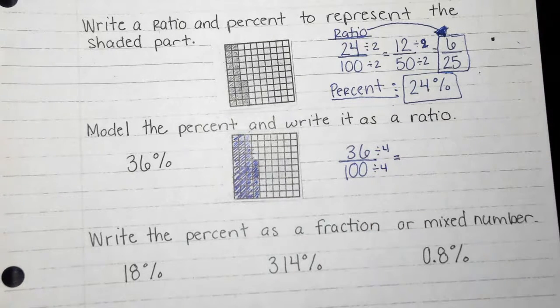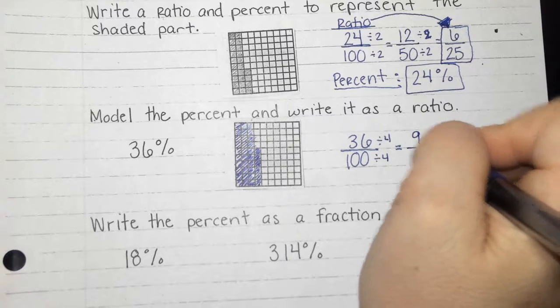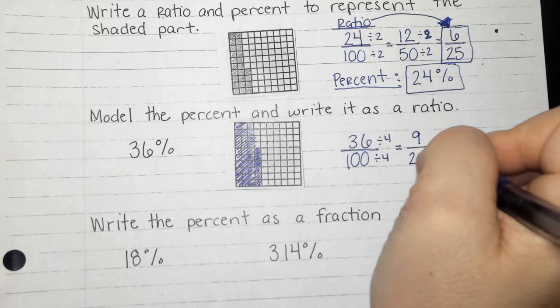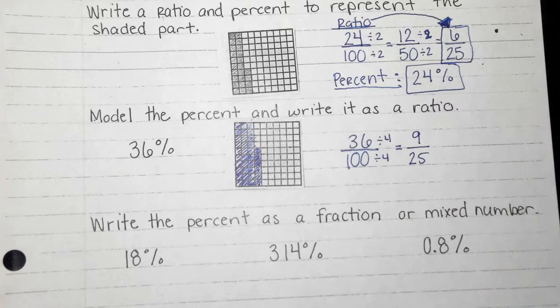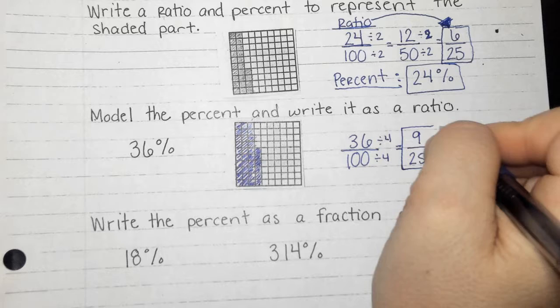All right. 36 divided by 4 is? 9. And 100 divided by 4 is? 25. All right, 9 and 25, can I simplify that? Are you sure? Yes. Okay, good. 9 and 25, that's it.